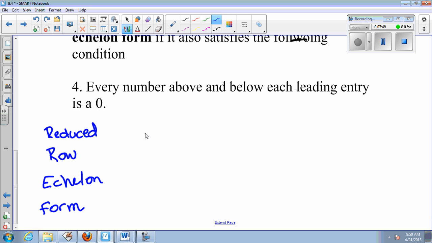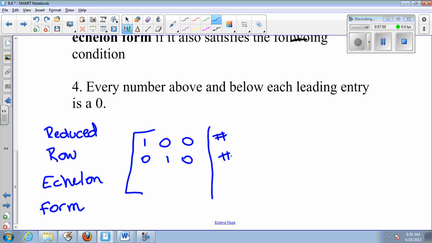Has only 1s and zeros on the left side, and numbers on the right side of the augmented matrix. Therefore, you don't need to use back substitution to find X, Y, and Z.